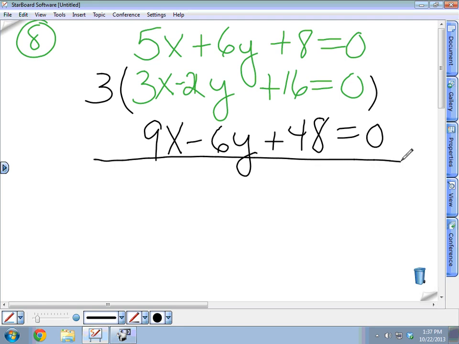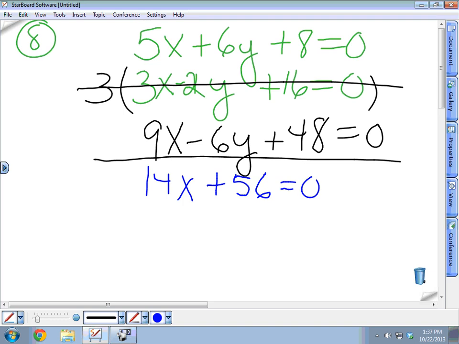Now, I'm going to sort of pretend that this isn't here for a minute. And Courtney, I'm going to add those equations together, and what am I going to come up with? 14x plus 0, plus 0, cancels it out. Plus 56 equals 0. Good. And then, what am I going to do, Sam, to solve this? What's the first thing I'm going to do?